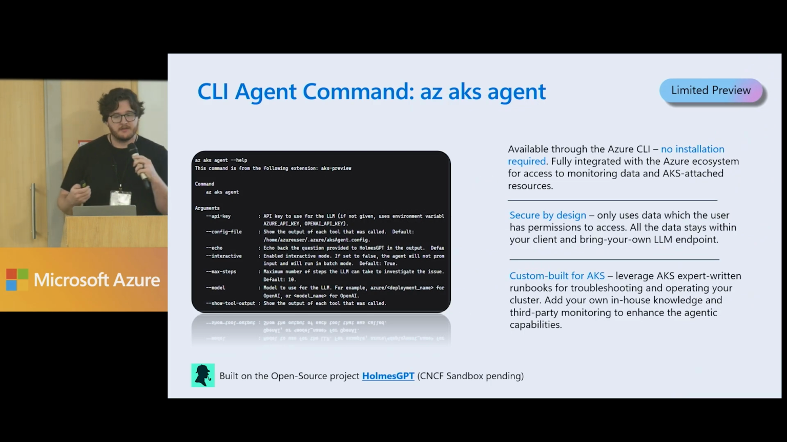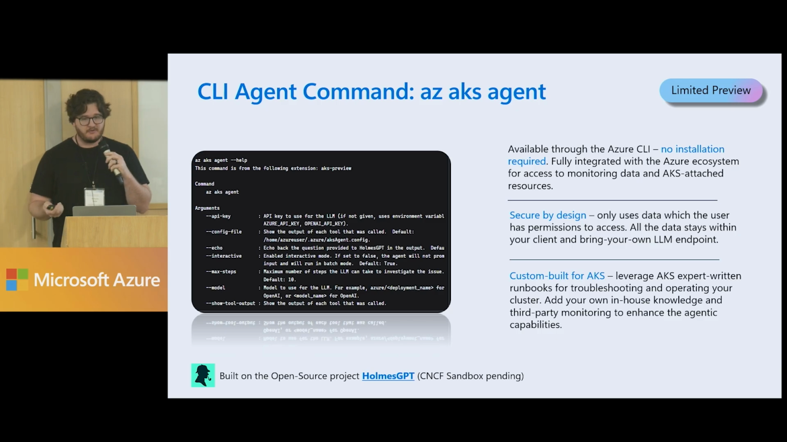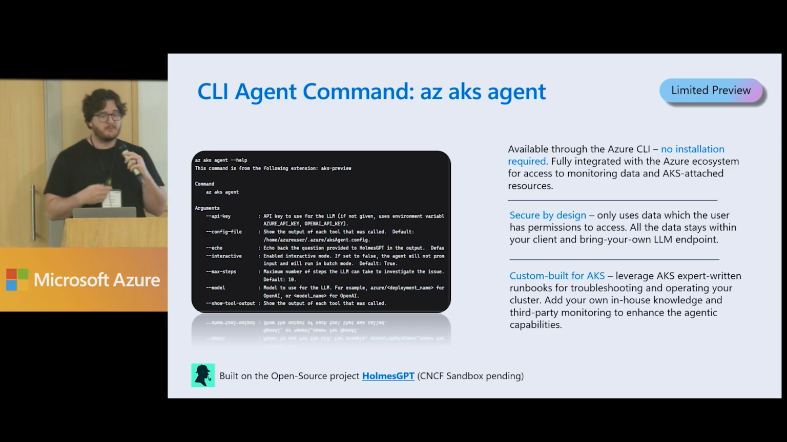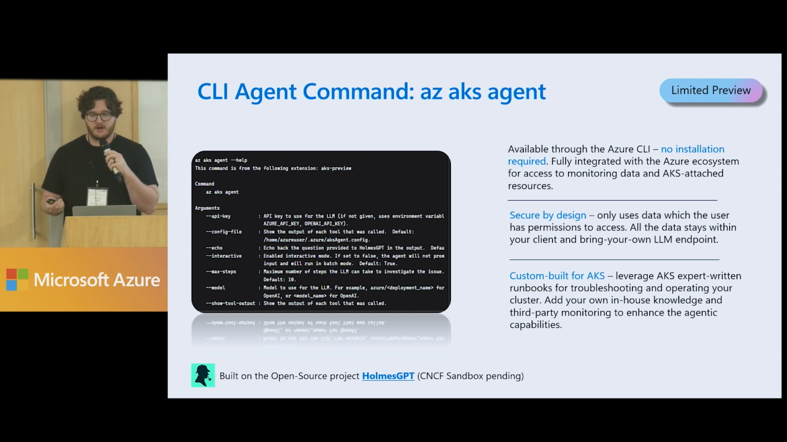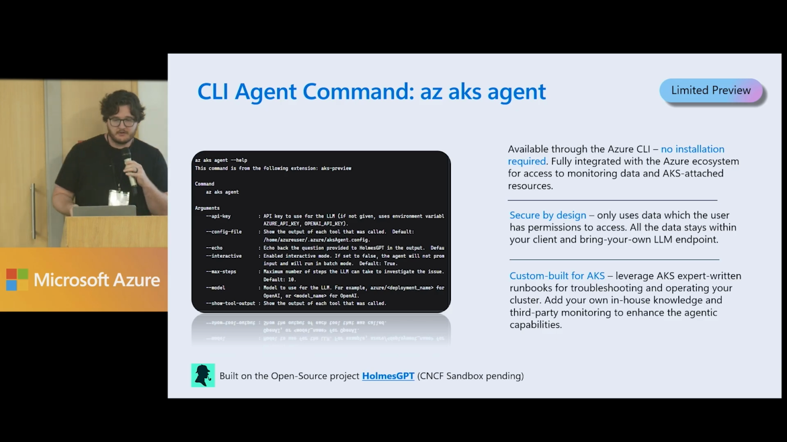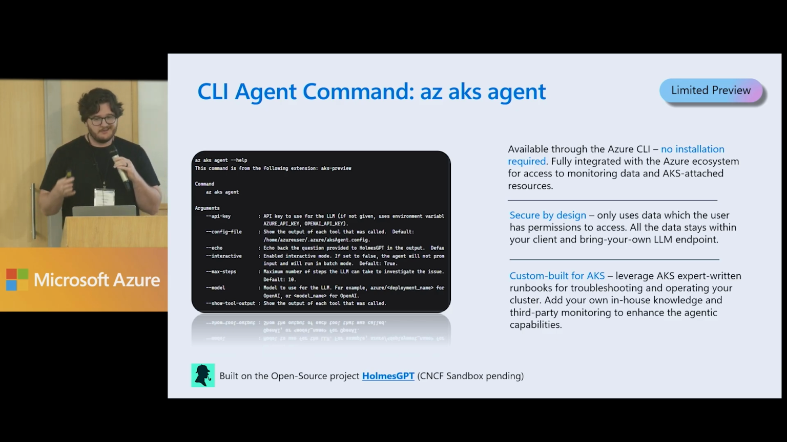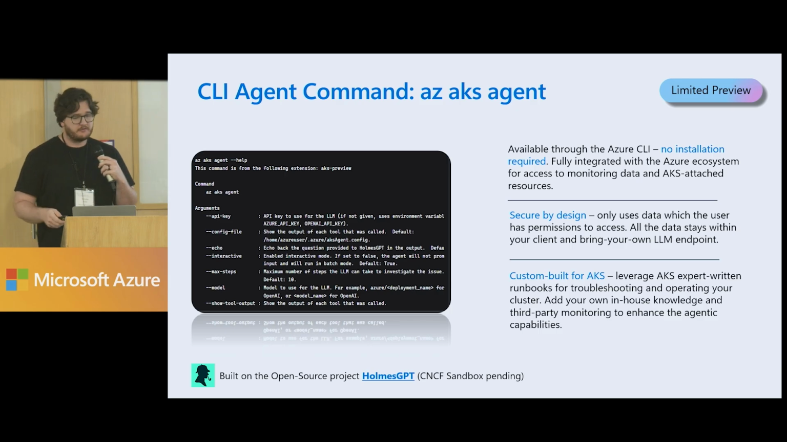The agentic CLI command is available as AZ-AKS agent through the Azure CLI. The capabilities that we support today are bring your own API key for the LLM. You get interactive mode as default, so that agent will remember your conversational context and you can iterate on investigations. It has an extensible model format. Like I mentioned, it supports all the popular AI providers. And it's fully integrated with the Azure ecosystem for access to any configured Azure monitoring, such as managed Prometheus and Container Insights logs.